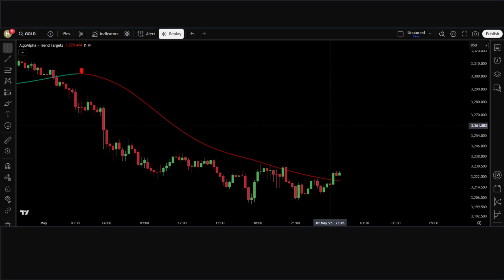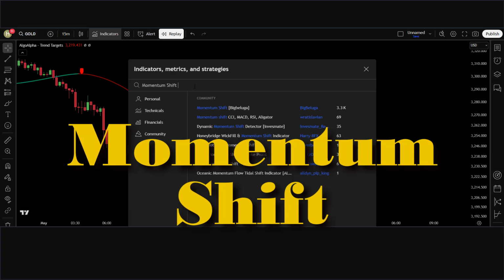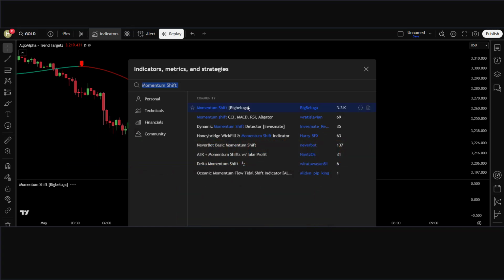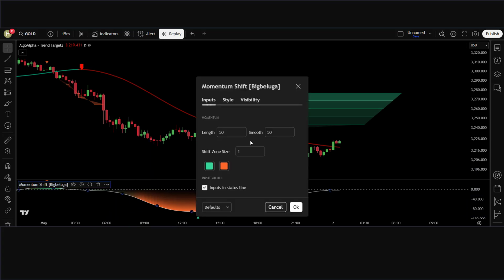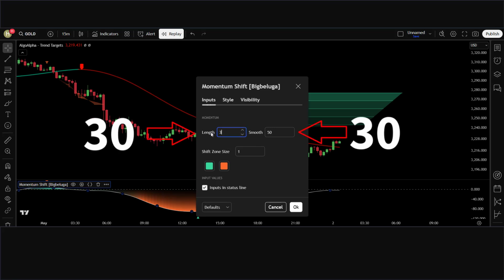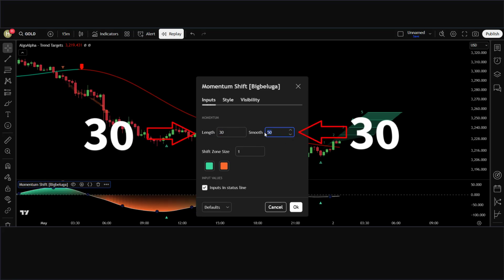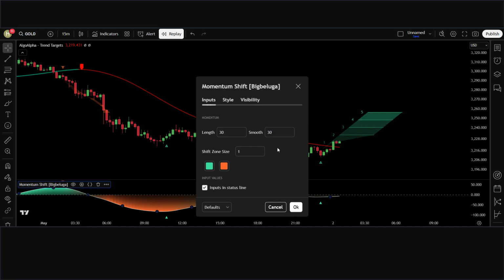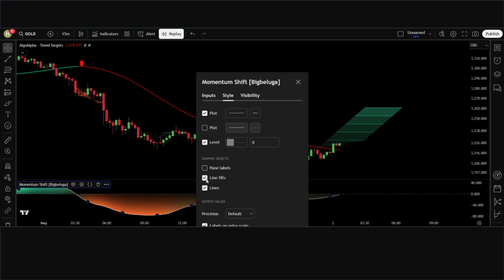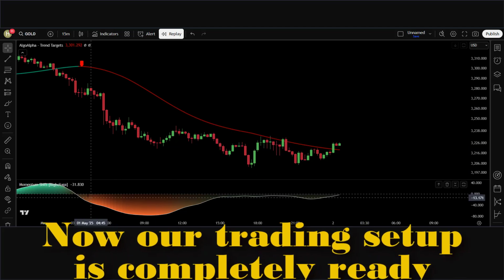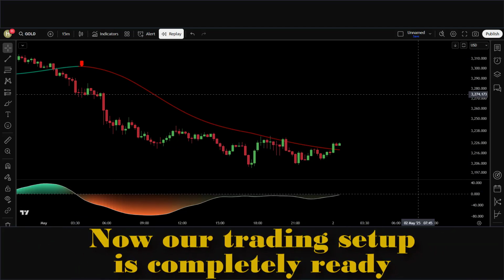After that we have to apply another indicator on the chart. Second indicator name is Momentum Shift. Let's change the settings of the indicator. We have to change this length and smooth 50 to 30. Now go to the Style tab and hide some options. Now our trading setup is completely ready.